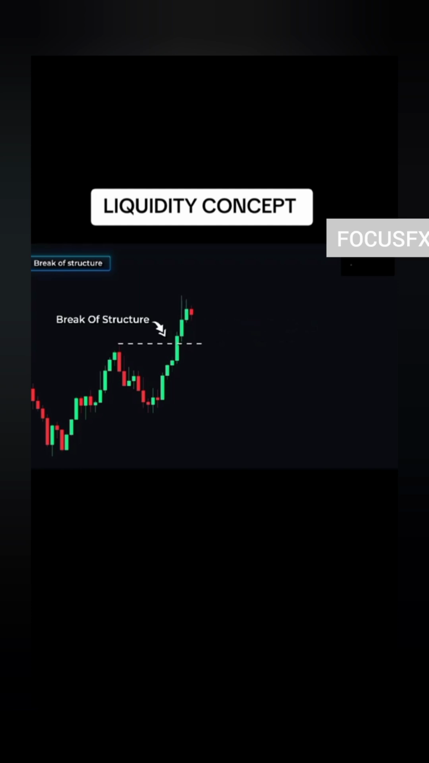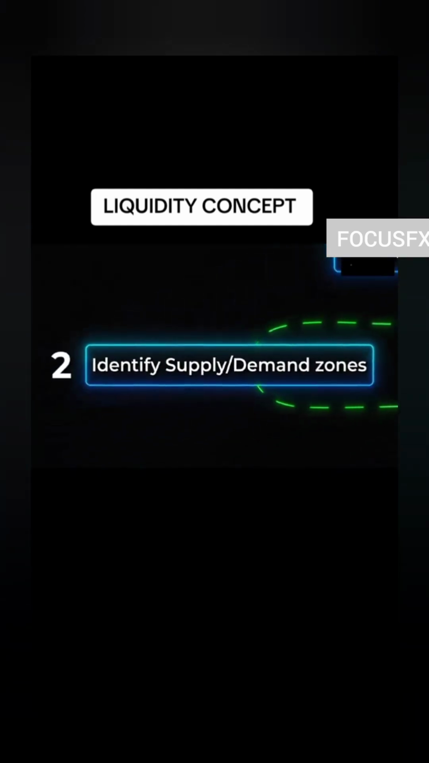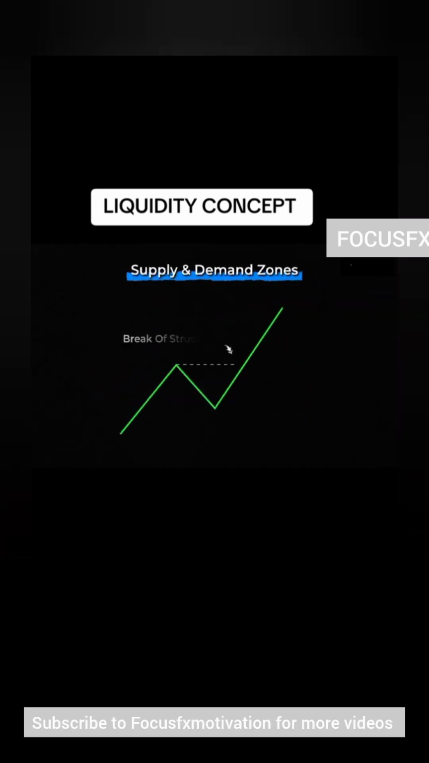Once a break of structure is identified, we can move on to step 2, which is identifying a supply or demand zone. These are areas where large buy or sell orders were placed in the market, causing a sharp move in price. The easiest way to find these zones is to first spot a break of structure.